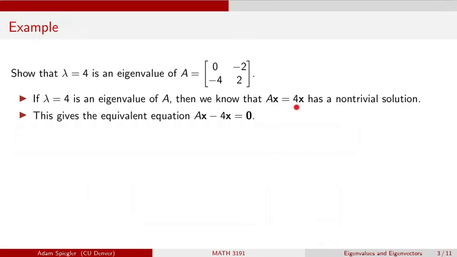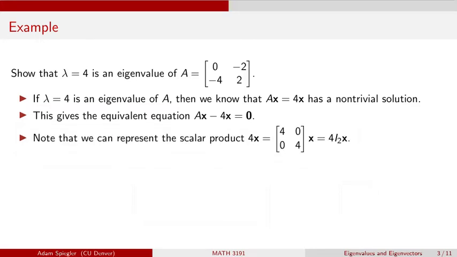I could take this equation from the definition of an eigenvalue, and I'm going to subtract 4x from both sides of this equation. That's going to leave the 0 vector on the right side. And on the left side, I have this vector matrix equation, Ax minus 4x is equal to the 0 vector.